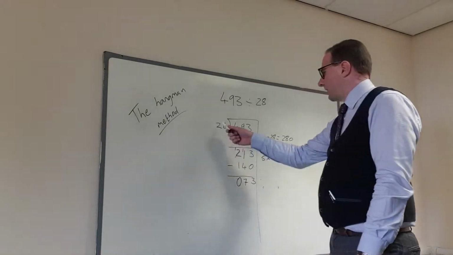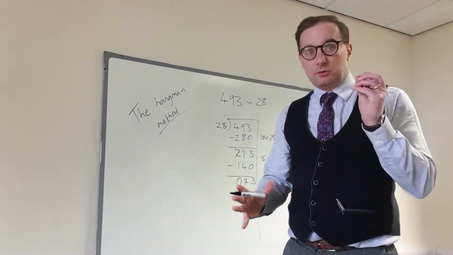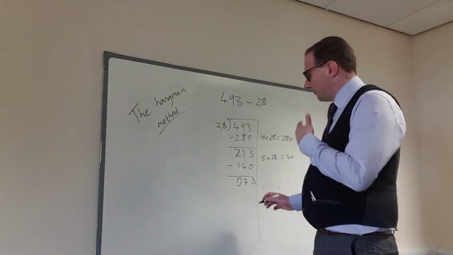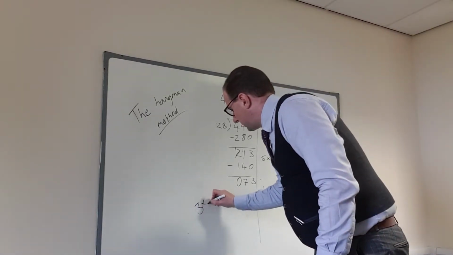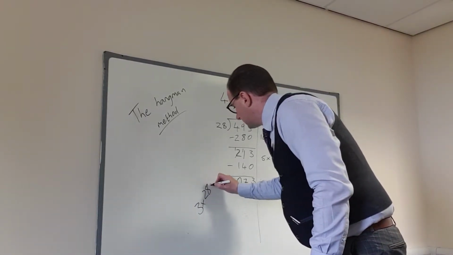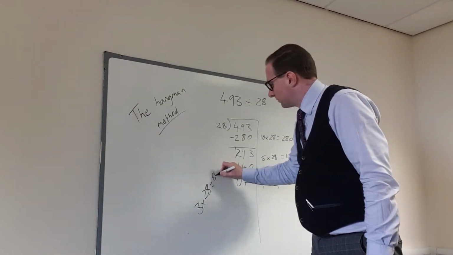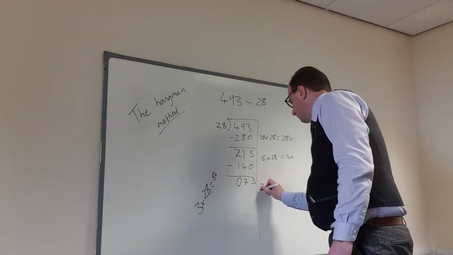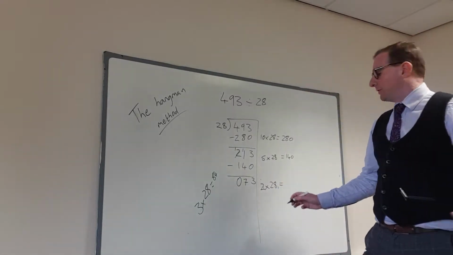And how many times does 28 go into 73? Now you're starting to get to a closer number. Does it go into there 3 times? Not quite, does it? 3 times 28, what does that get you? 84. So we need to go lower than that, so we'll look at 2 times 28. 2 times 28 gives you 56.